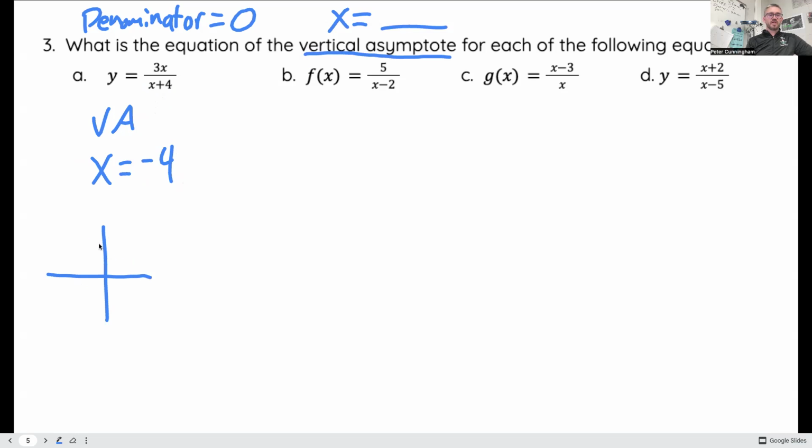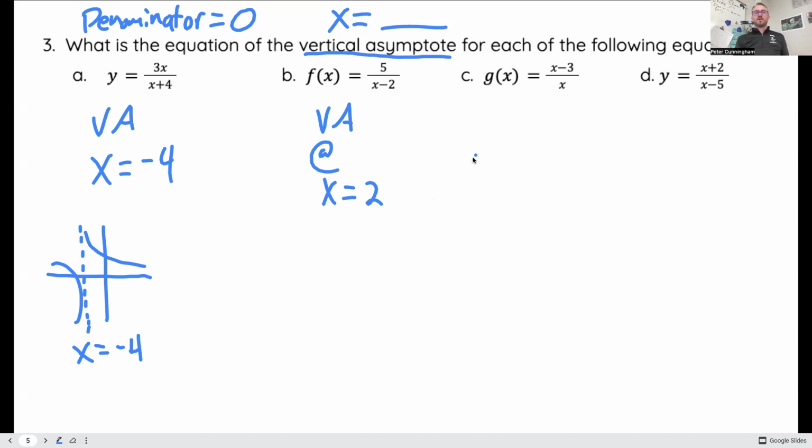So we would look at a graph here, and the vertical asymptote would be at x equals -4. Okay, with that same logic, your vertical asymptote here would be at x equals 2, because 2 minus 2 is 0. Now, this one seems to throw people off the most, even though it should be the easiest one.